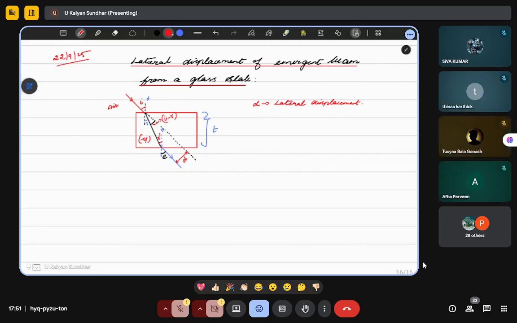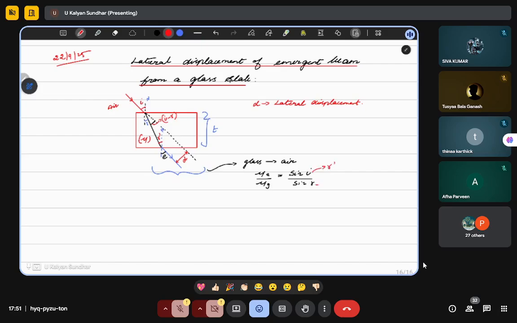Right. Now at this region, it is coming from glass to air. So I can write mu2, that is air divided by glass, will be equal to sin i divided by sin. Correct. Here what is i and what is r? i is your r dash value and r is your e value.